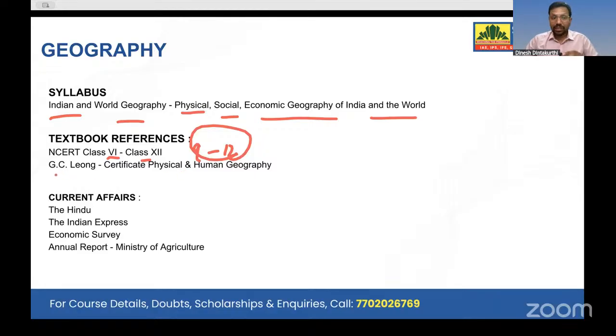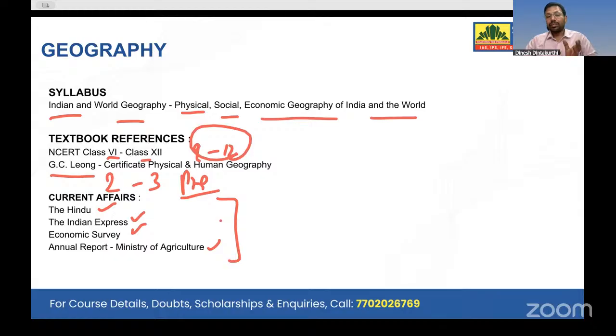You should not miss one publication, that is GC Leong. Every year we get 2 to 3 questions in prelims from GC Leong, because that book covers world geography intensely, particularly human and physical geography. Along with that, there are The Hindu, Indian Express, Economic Survey, and annual reports. Generally, current affairs are less asked in geography, but more asked from the environment point of view. Whenever there is current affairs in geography, that is a disaster, so we should not expect current affairs in geography.